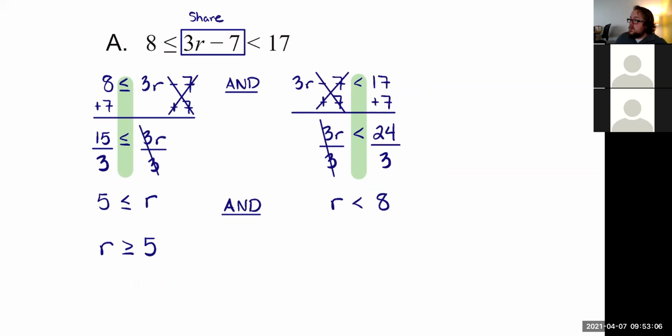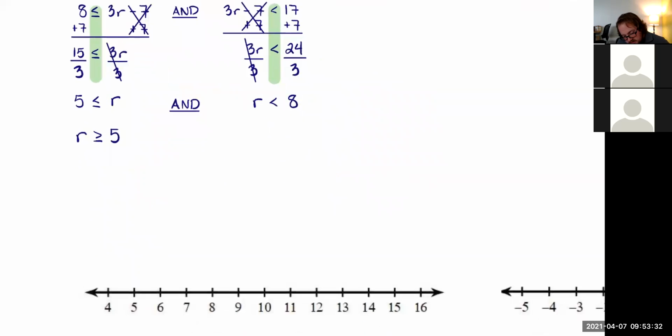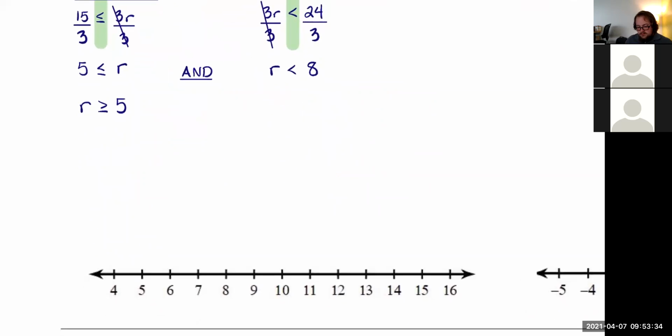So at the end of this, we're now being told that wherever our solutions are, they're going to have to be greater than or equal to 5. So hopefully you can sit there and already start thinking anything to the right of 5 is fair game. But because of the word and, it also has to be less than 8. What is that visually going to look like? How would you graph r is greater than or equal to 5?